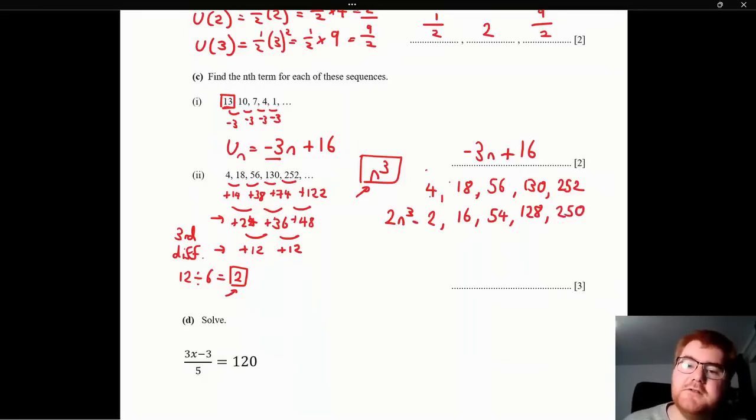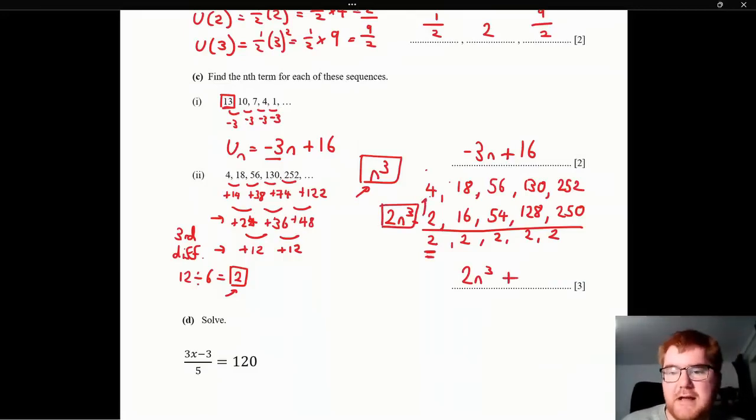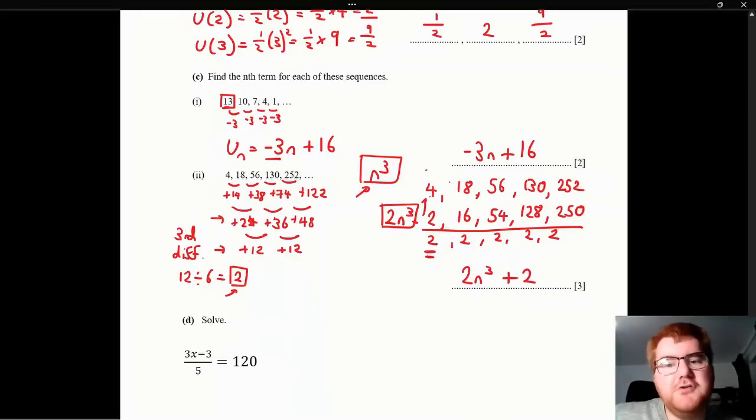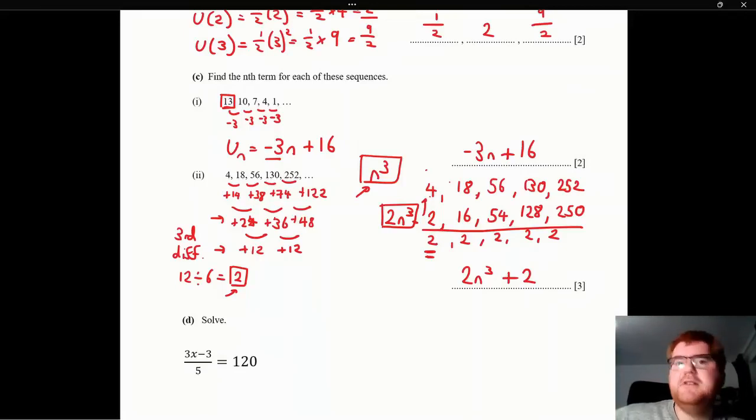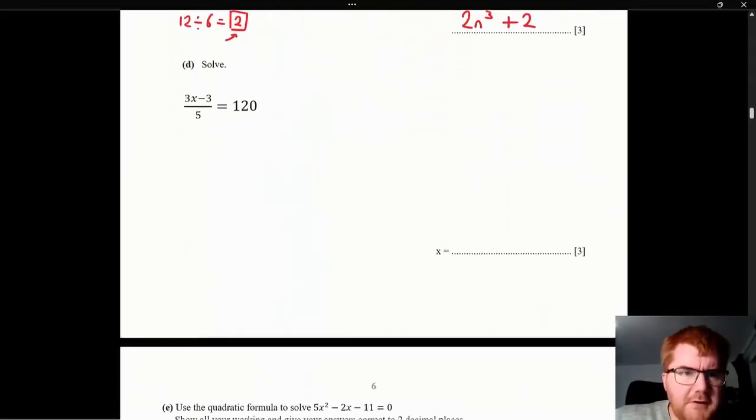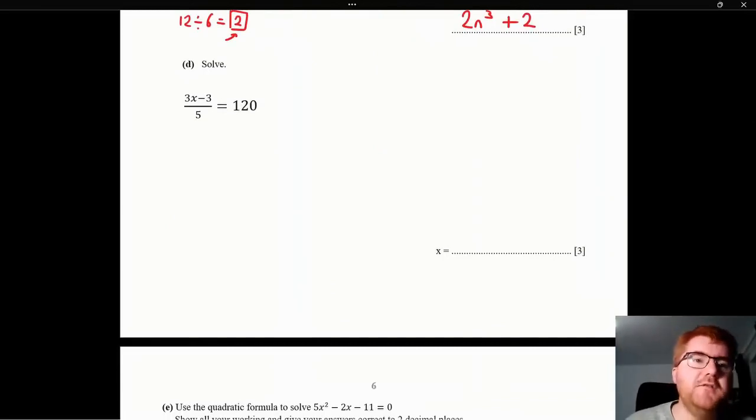Notice if we subtract the two sequences from each other, 4 minus 2 is 2, 18 minus 16 is 2, 56 minus 54 is 2. We keep getting 2 each time. So our nth term is going to be 2n cubed, this part here, and then what we have to add to get to this sequence. So we get plus 2 there. That's quite a tricky one, and again, it's something you should definitely work on. I find this gets under-taught, like most teachers are aware of linear sequences and quadratics, but cubics are also on the course as well. So, question D here, we want to solve this equation.